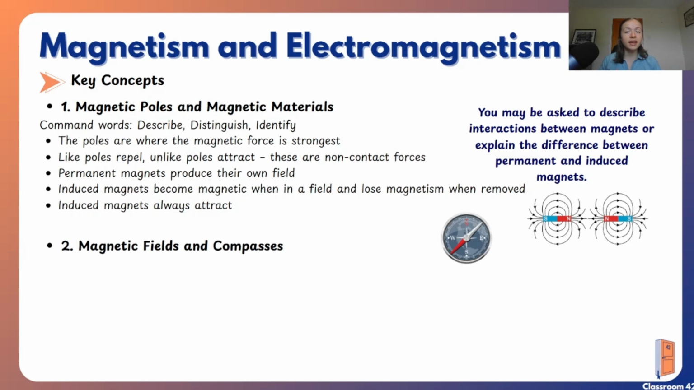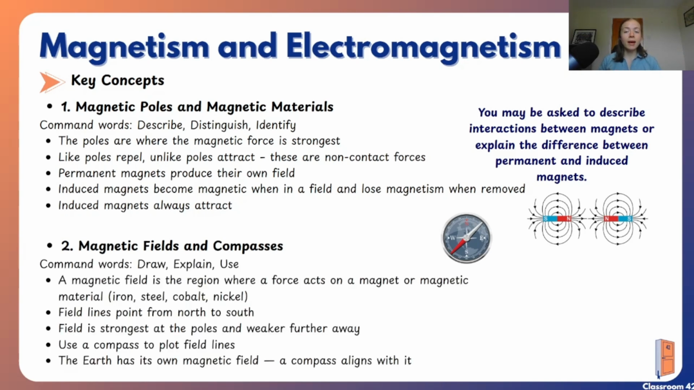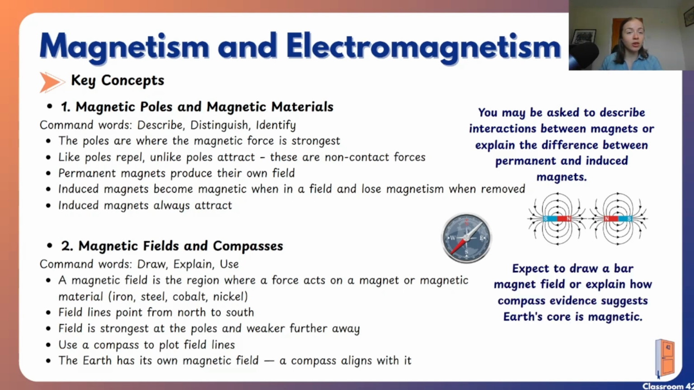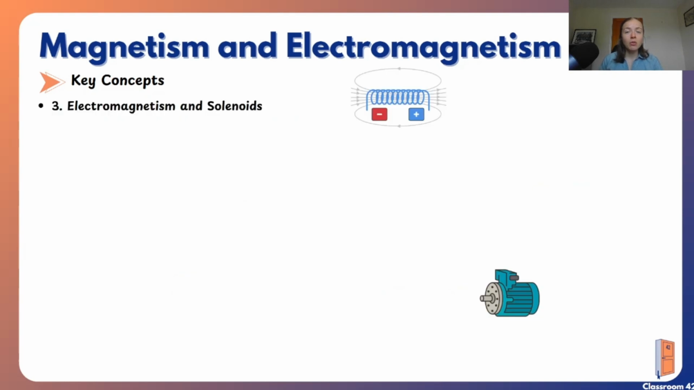Our second part of the topic is magnetic fields and compasses. A magnetic field is the region where a force acts on a magnet or a magnetic material such as iron, steel, cobalt or nickel. Field lines point from north to south, and the field is strongest at the poles and weaker further away. You may need to understand how a compass can be used to plot field lines, and finally understand that the Earth has its own magnetic field, and that's why compasses align with it. So expect to be able to draw a bar magnet field or explain how compass evidence suggests that the Earth's core is magnetic.